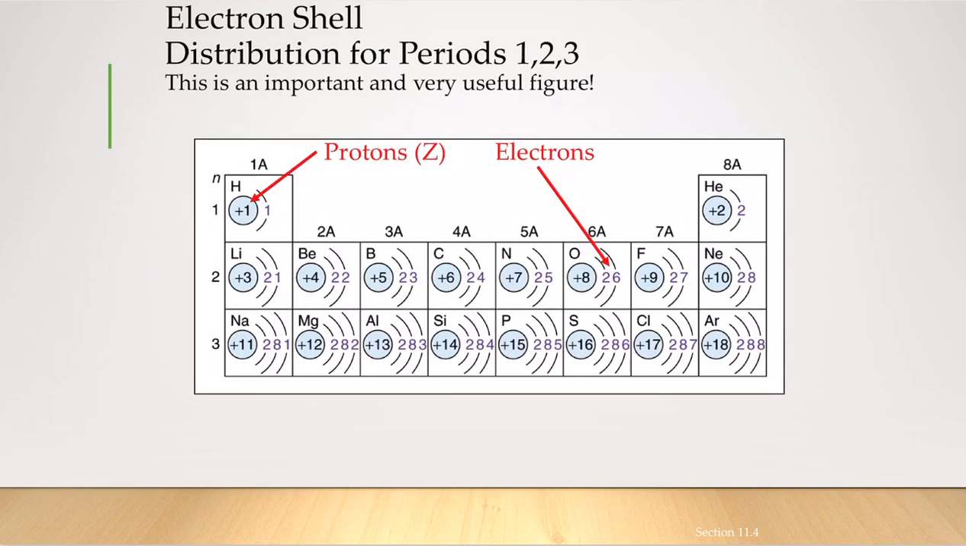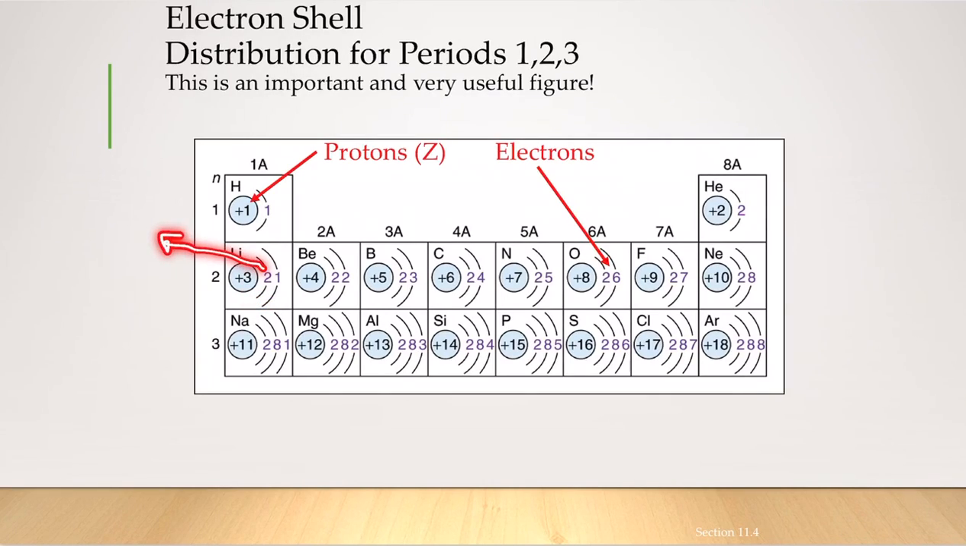So here is the electron shell distribution for periods 1, 2, and 3. Hydrogen is going to have 1 proton, and because it's electrically neutral, it's going to have 1 electron, which is going to exist in the first shell. If you take helium, it has a total charge of +2, which means 2 protons, and the 2 electrons will be located in the first shell. Lithium has a total of 3 protons, so there should be 3 electrons, and these 3 electrons are actually located in 2 shells.